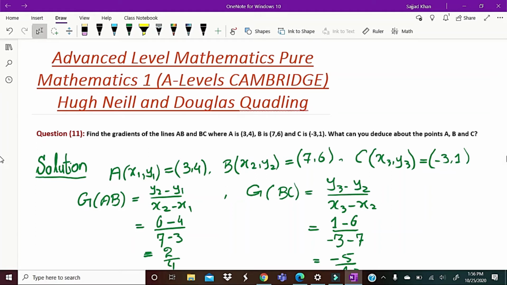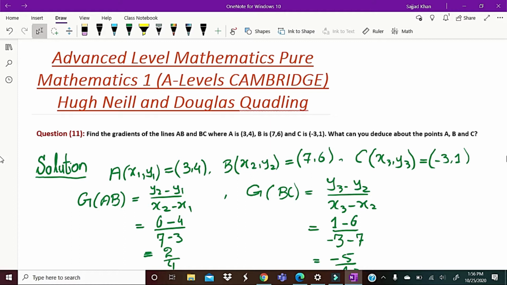So in this video we will discuss the advanced level mathematics, pure mathematics 1 for Cambridge A levels, which is written by Neill and Douglas. So the question number 11 to 22 of this exercise 1A we will discuss in this video. Question number 11 says find the gradients of lines AB and BC where you have given A, B, and C, and check what can you deduce about the point A, B, and C.